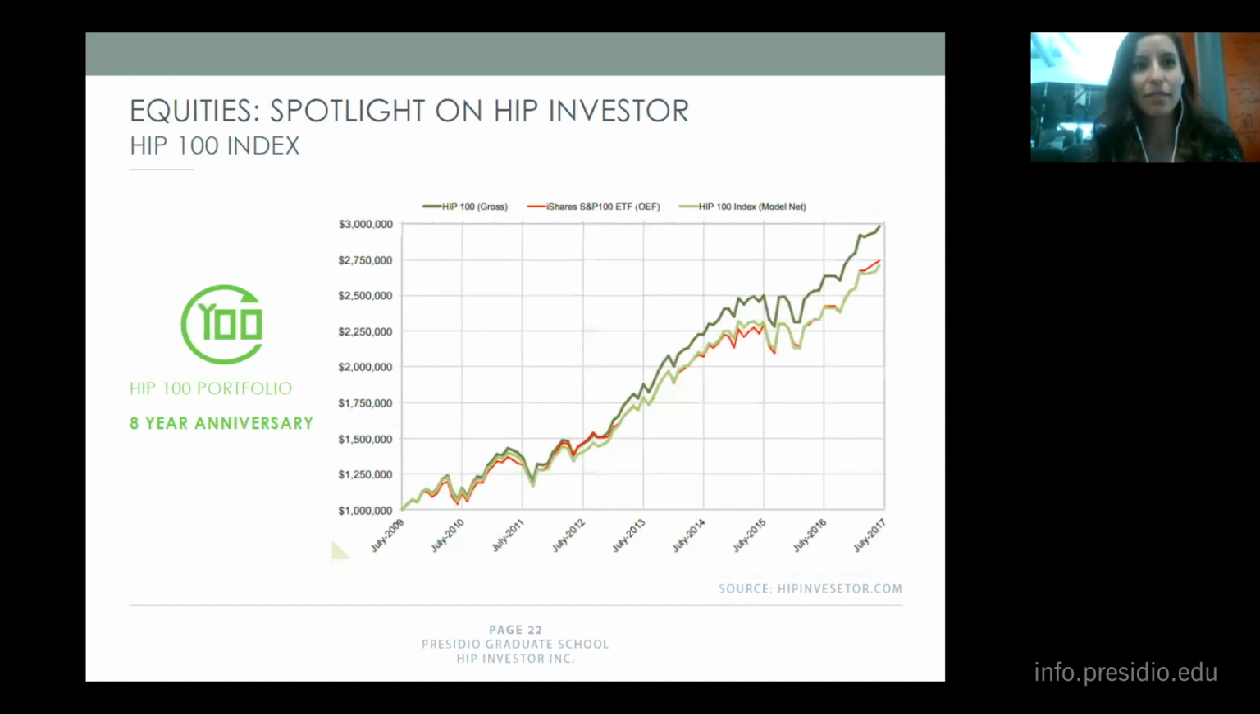And then celebrating its 8th year anniversary this year is the HIP 100 portfolio. So this is a large cap index portfolio that re-weights the S&P 100 firms according to their HIP rating. And this is, as we've said, based on core environmental, social, and governance practices measured through a systemic analysis of more than 30 criteria.